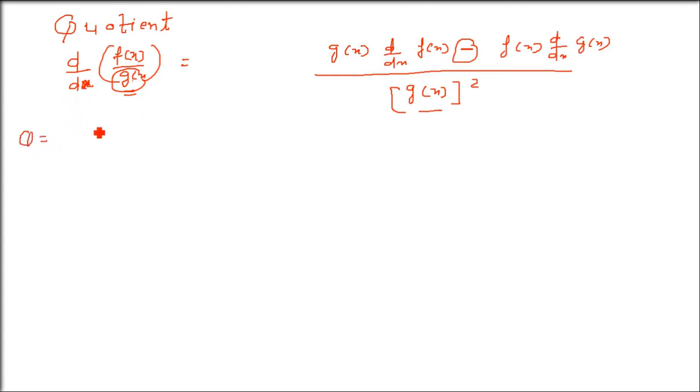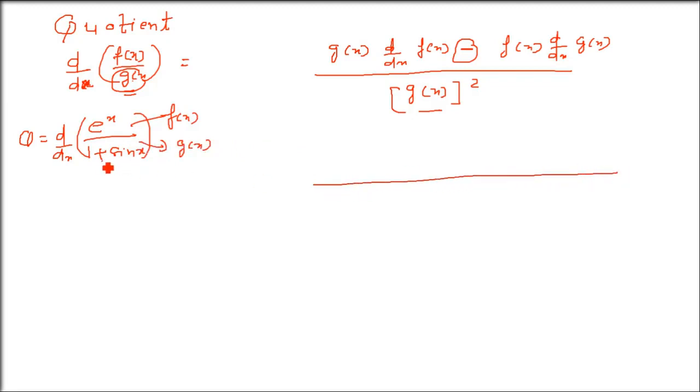Let us take a function e^x by 1 plus sin x. If we have to find its derivative, e^x is your f(x) and 1 plus sin x is your g(x). As I told you, first in the denominator take g(x), 1 plus sin x, and square it. We don't have to do any differentiation here, only square it. Start with 1 plus sin x, then d/dx of what? e^x is remaining, so e^x, now negative sign, subtraction.